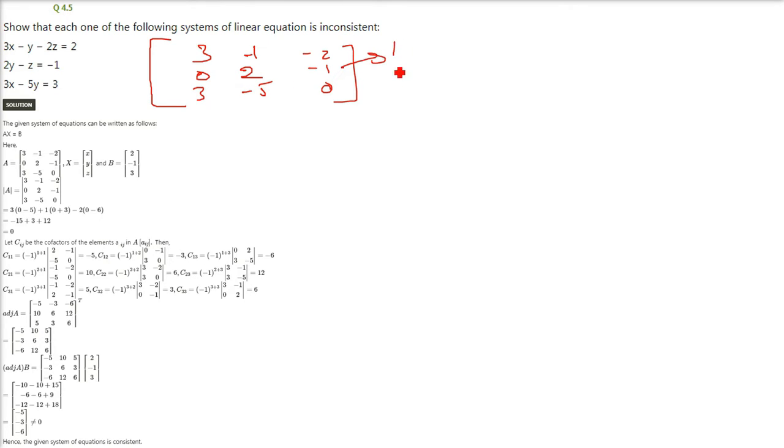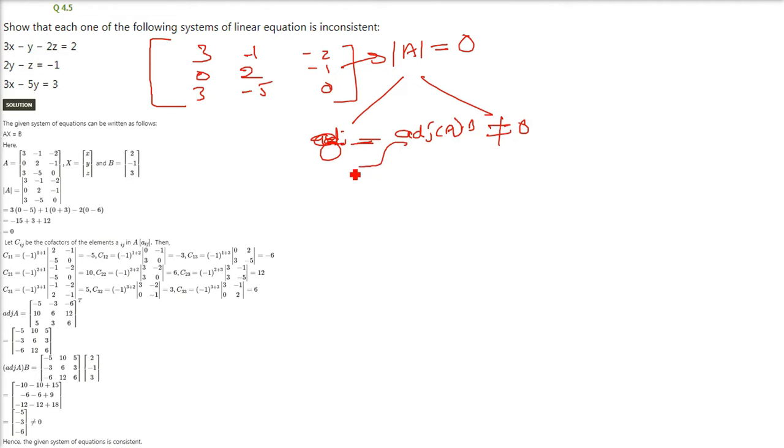Now determinant of A you have to find out. In this case it will come to 0. Then there can be two cases. Adjoint A into B you have to find out. It can come as equal to 0, or it may come not equal to 0. If it comes to 0, then we say that it is consistent, but it has infinitely many solutions, when both are going to come as 0. So infinitely many solutions in this case.